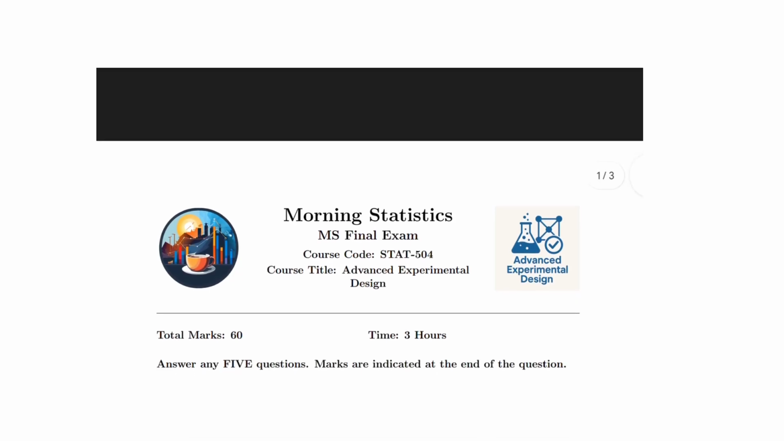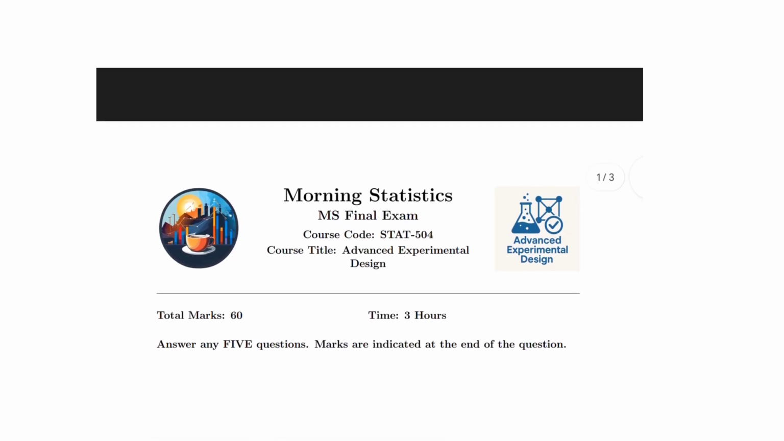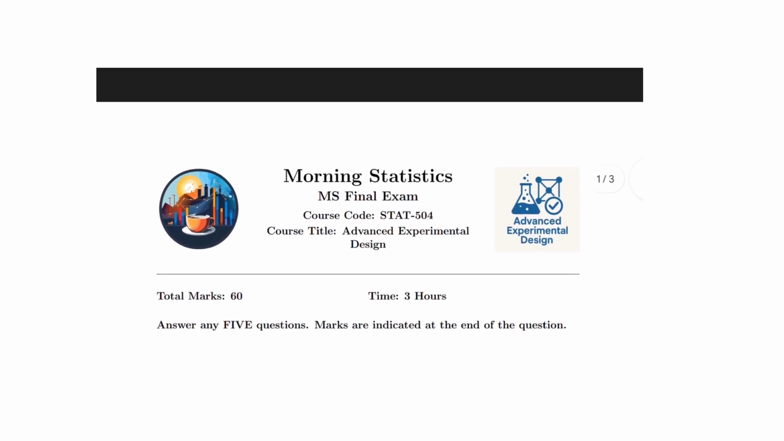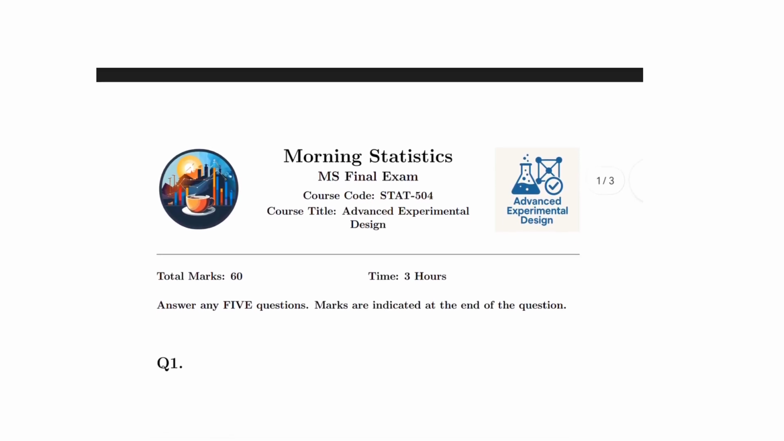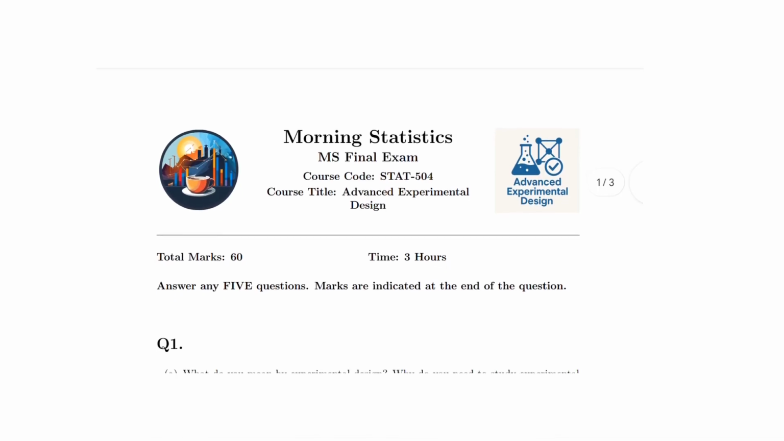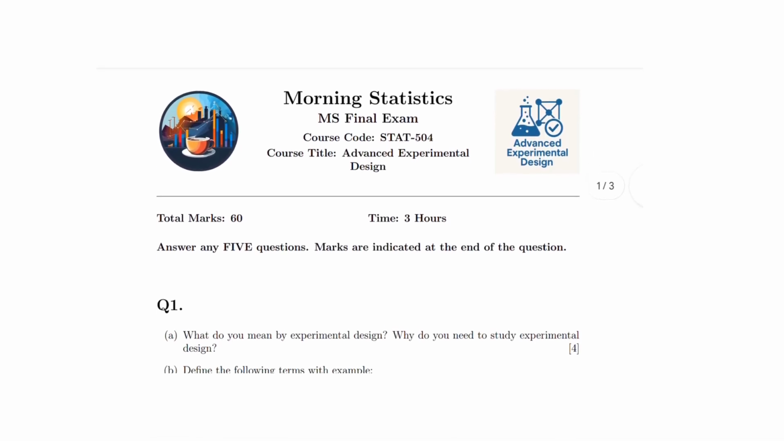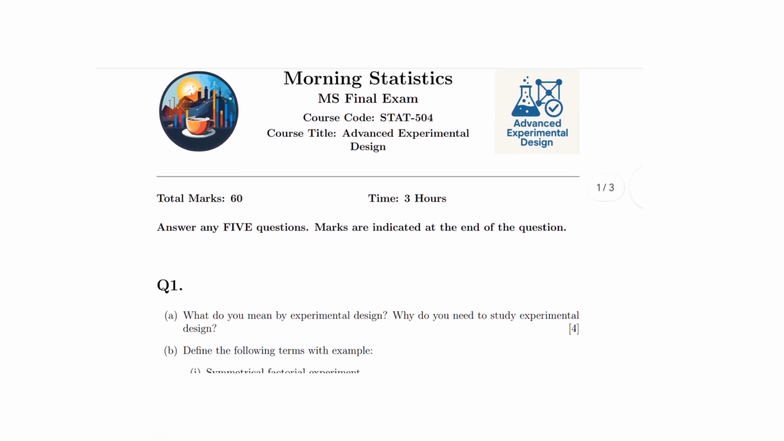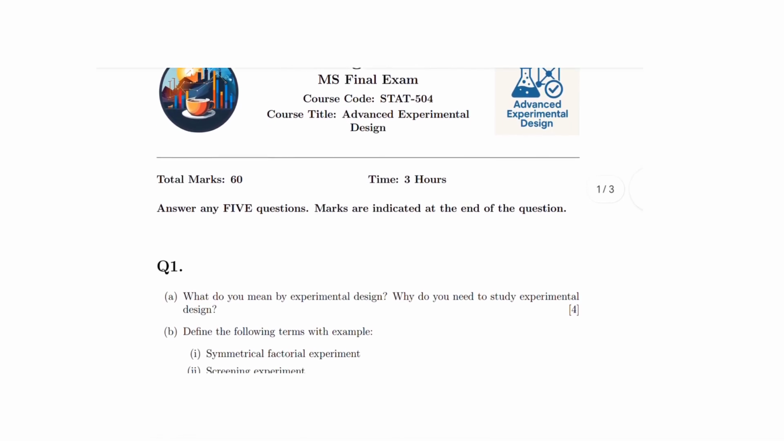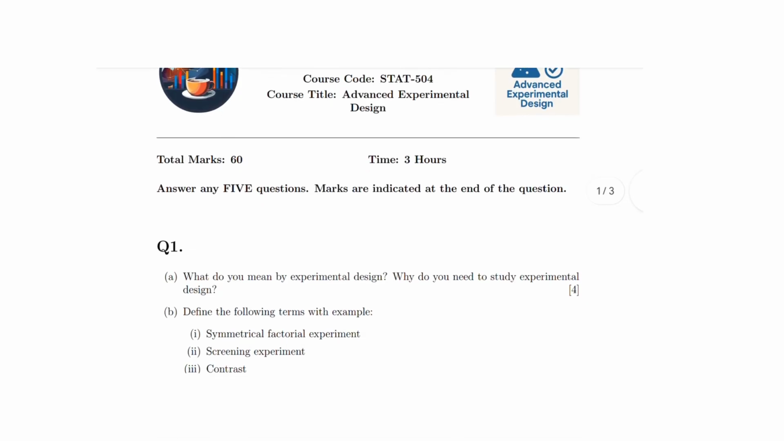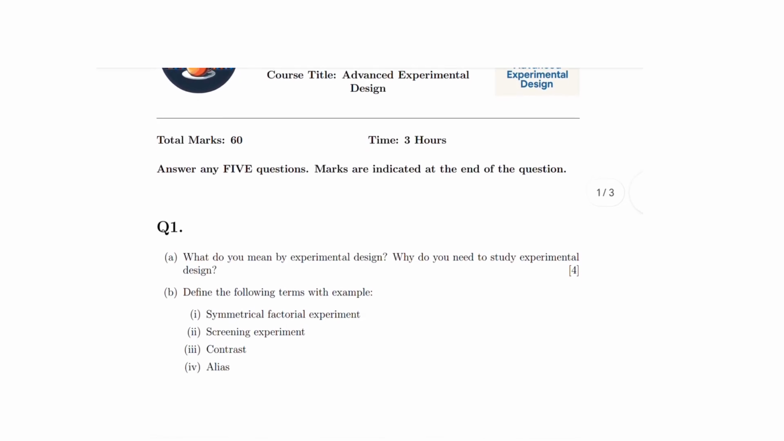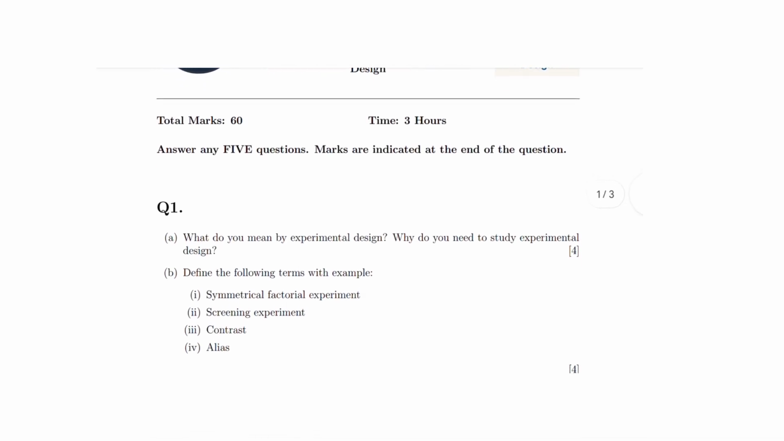Q1. A. What do you mean by experimental design? Why do you need to study experimental design? 4. B. Define the following terms with example. I. Symmetrical factorial experiment. II. Screening experiment. III. Contrast. IV. Alias. 4. C. What is confounding? Describe the necessity and conditions of confounding.